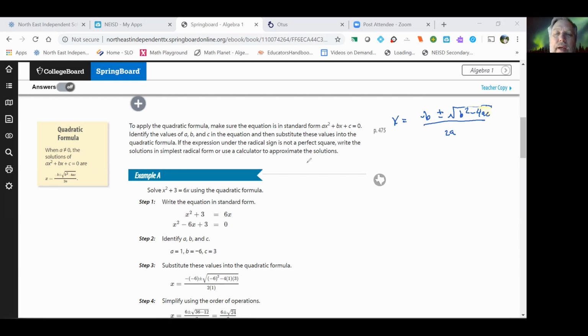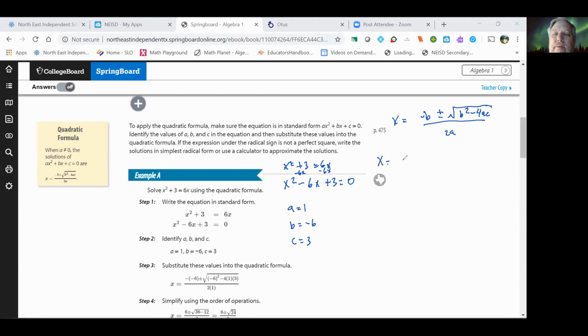So the equation we have is x squared plus 3 equals 6x. We want to first get it into standard form. So that means we want everything on one side. Whatever's left over on the other side will be a 0. So that's going to be x squared minus 6x plus 3 equals 0 because I subtracted 6x from both sides. Now I identify my a, b, and c. So my a value is equal to 1, my b value is equal to negative 6, and my c value is equal to 3. And those are the values that I'm going to plug in.